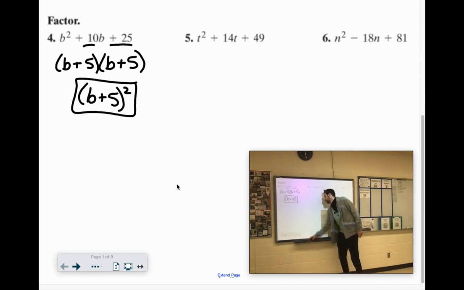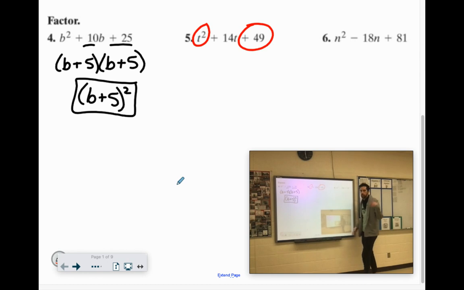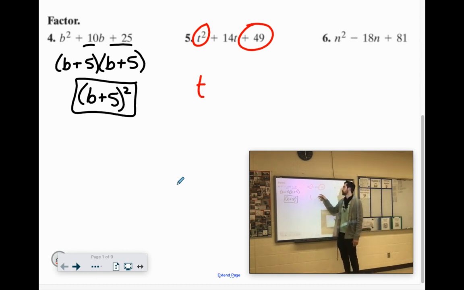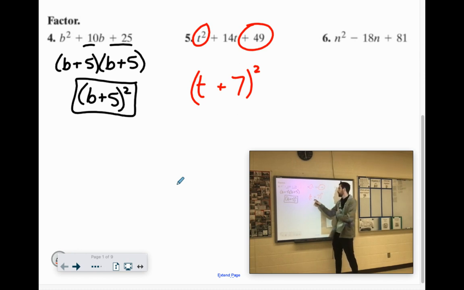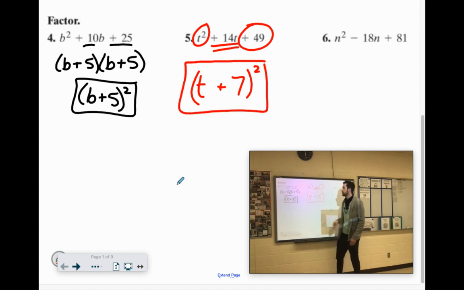So if you look, and remember you can see that by looking for perfect squares. So if you could square the first and last term, it's probably one of those perfect square trinomials. Square root of t squared is t. Square root of 49 is 7. But you should double check, because that middle term, remember, is when you multiply them together and multiply by 2. T times 7 is 7t, times 2 is 14t. So you got to make sure when you multiply them together and double it, you get that middle term.